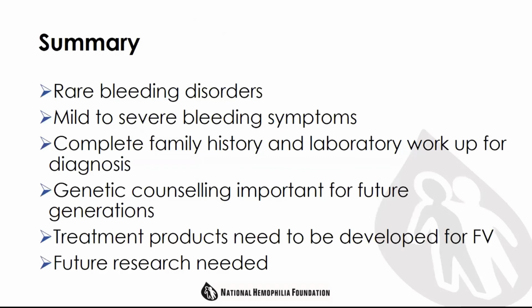In summary, factor V linked disorders are rare bleeding conditions which can manifest with mild, moderate to severe bleeding symptoms. For a diagnosis, you need to have a complete family history, pedigree charting, lab diagnosis, and genetic counseling is extremely important for the education of the family to know future risk assessment. Treatment products need to be developed specifically for factor V, and future research is needed to further the care of these individuals with rare bleeding disorders.